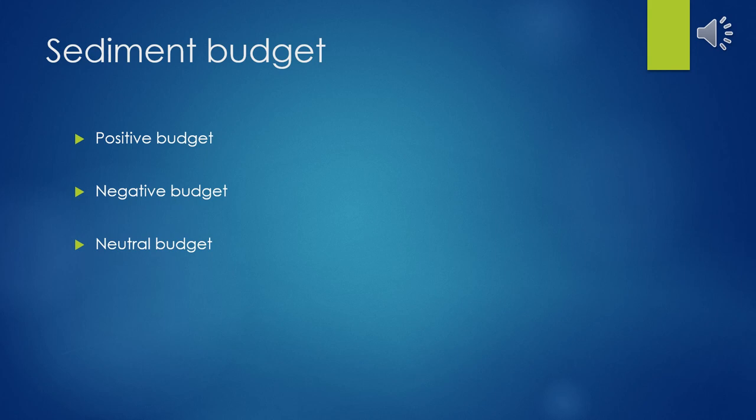Right, on to sediment budget. So there's three types of sediment budget. The following slides are going to demonstrate these. I've made some lovely little diagrams that actually move around to demonstrate each budget. So we've got a positive budget, a negative budget, and a neutral budget. So let's get stuck into those.